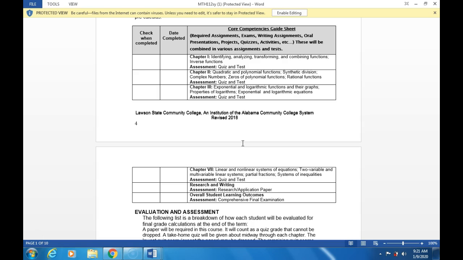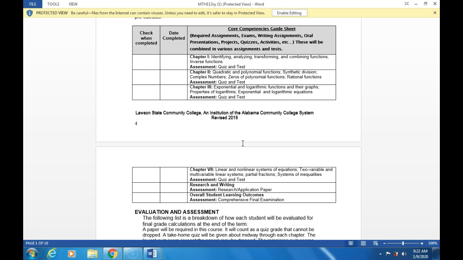Then chapter 7, now notice it went from 3 to 7. What happened there? 4, 5, and 6 are the trig part. And if y'all hang around and take pre-calculus trig, same book, we'll use those 3 chapters in that book. So chapter 7, linear and nonlinear systems of equations, blah, blah, blah. So far, I haven't gotten there. Okay, maybe this term we'll get there. I doubt it, but we'll try. Okay, research and writing, your research application paper. And then the overall student learning outcome will be your comprehensive final exam.